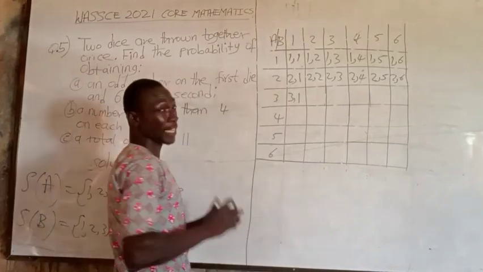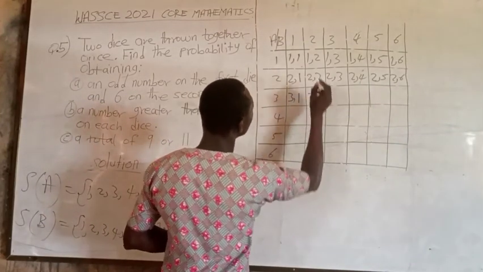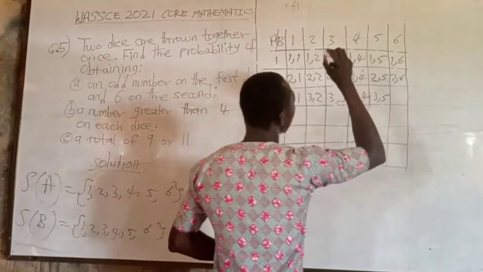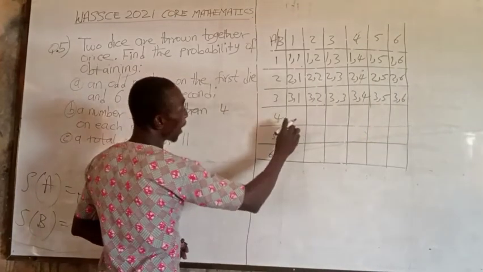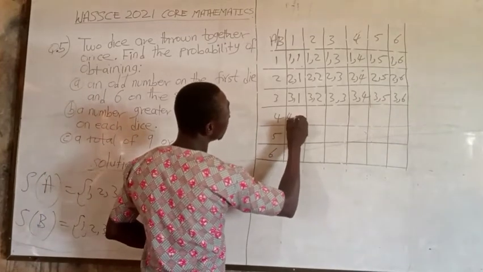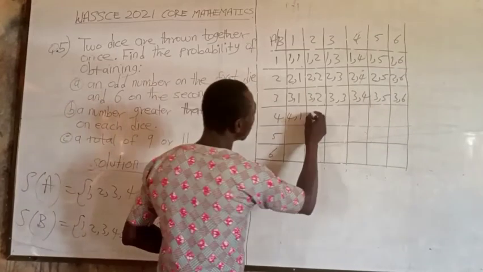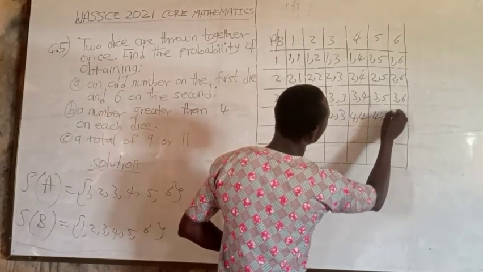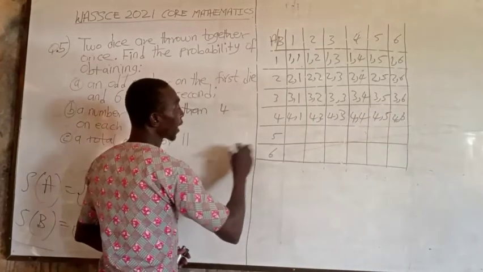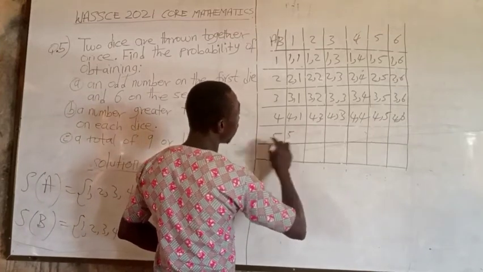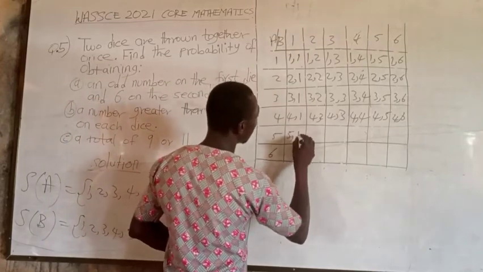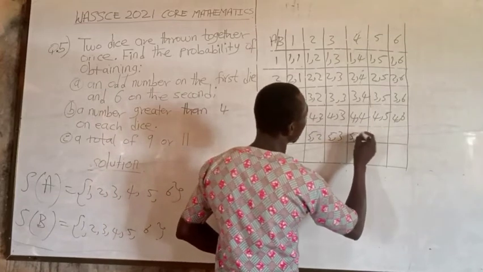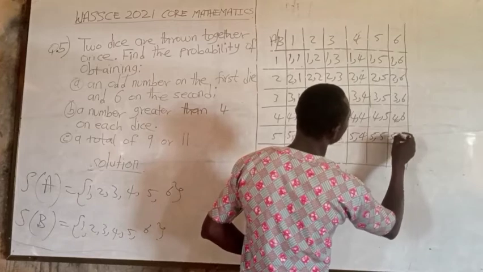And when we come here with the same concept and scenario, we have 3 and 2. We have 3 and 3. We have 3 and 4. We have 3 and 5. 3 and 6. We come here, we pick 4, and that will mean 4 and 1 with the same concept. 4 and 2, 4 and 3, 4 and 4, 4 and 5, 4 and 6. When we come down, we are getting 5 on the first die and 1 on the second die. With the same concept, we go to 5 and 2, 5 and 3, 5 and 4, 5 and 5, and 5 and 6.